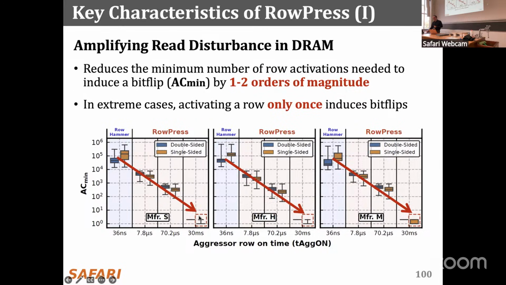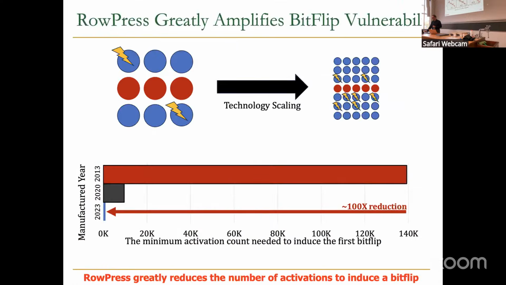If you violate the standards and keep the row active for 30 milliseconds, you get bit flips with one activation or two activations, whatever. But one activation is right here, as you can see. And that's true for all manufacturers over here, as you can see. So the curve is very similar across all manufacturers. This is very interesting, right? It's a beautiful curve in that sense. Does that sound interesting? Okay, so that's basically the idea.